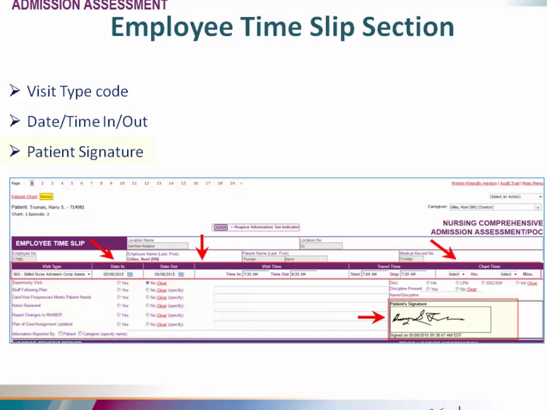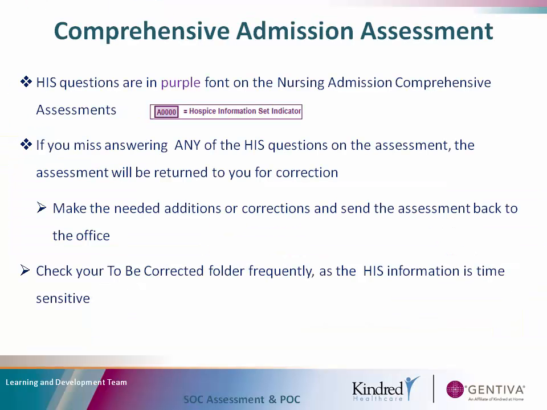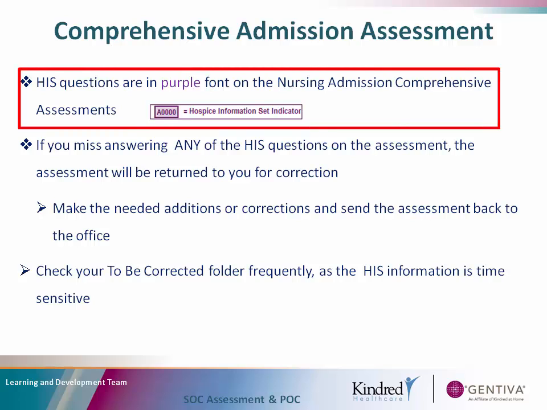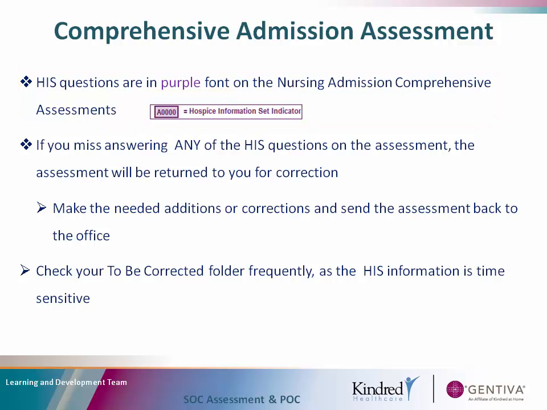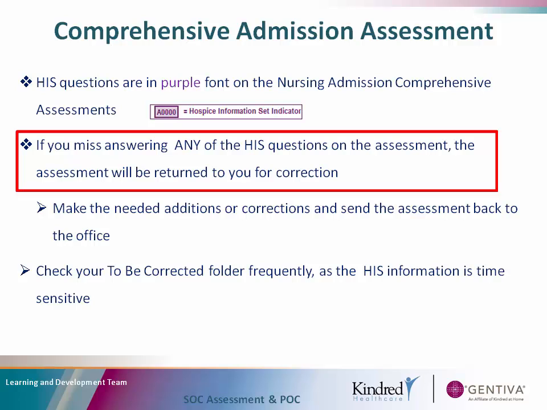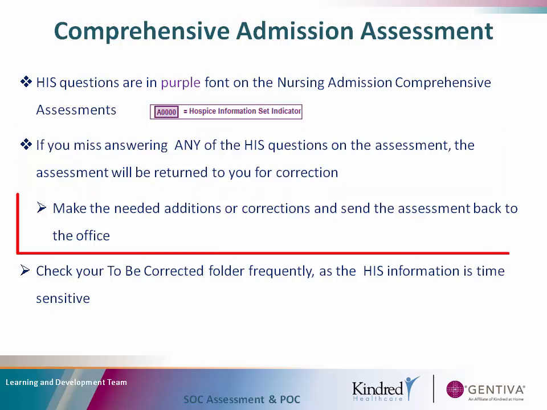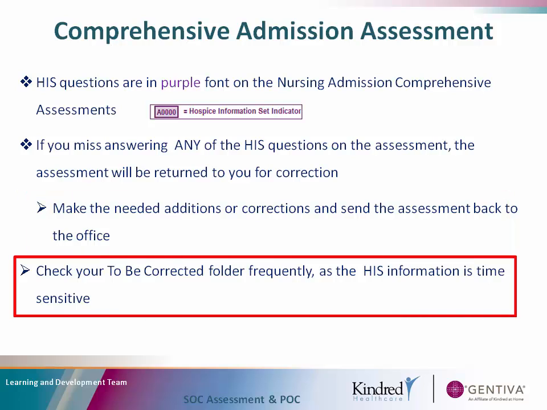At the end of the visit, you will need to have the patient or caregiver sign the assessment. This is consistent with our policy and provides proof that the visit was made. Throughout the comprehensive admission assessment, the admitting nurse will capture information to flow to the HIS form. HIS questions are easily identified on the Nursing Comprehensive Admission Assessments. If you are missing any of the HIS questions on the assessment, you will receive the assessment back to be corrected. Remember to check your To Be Corrected folder frequently, as the HIS information is time sensitive.